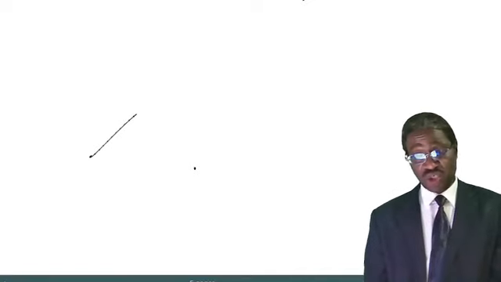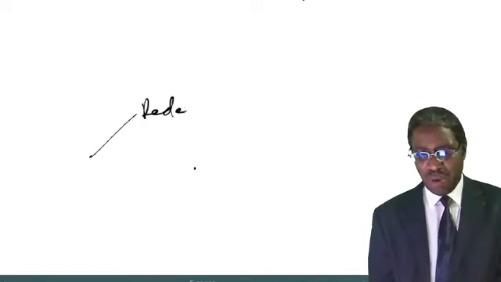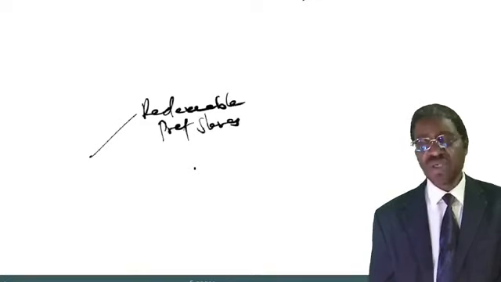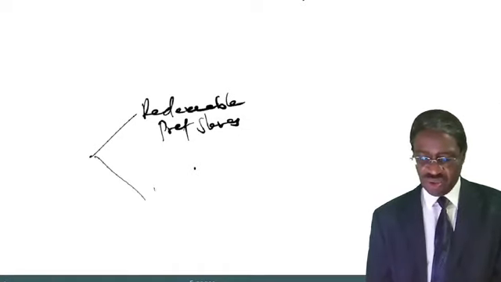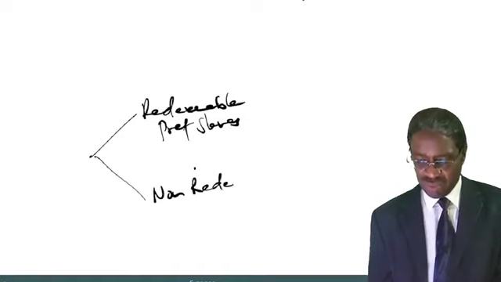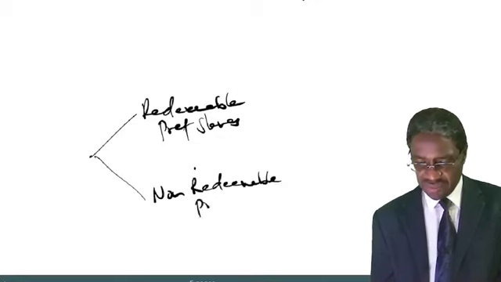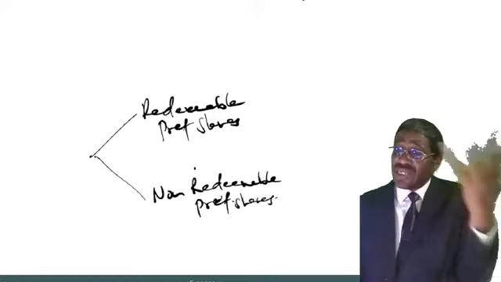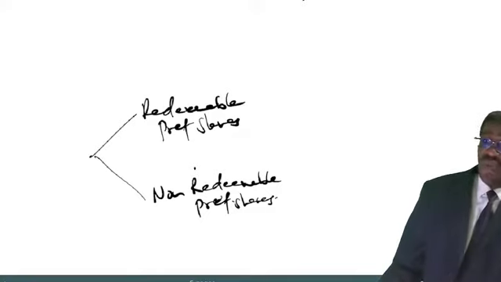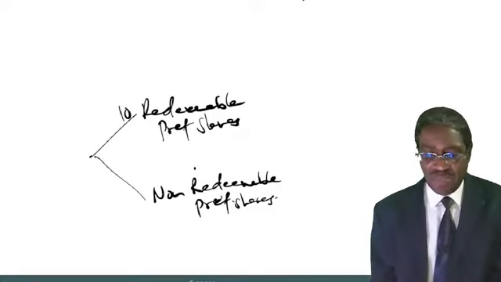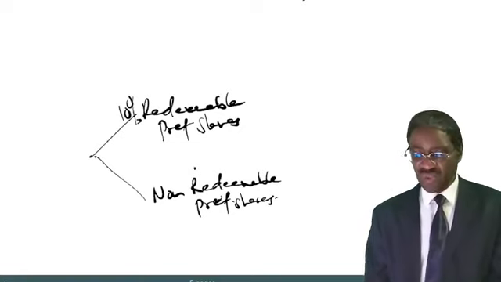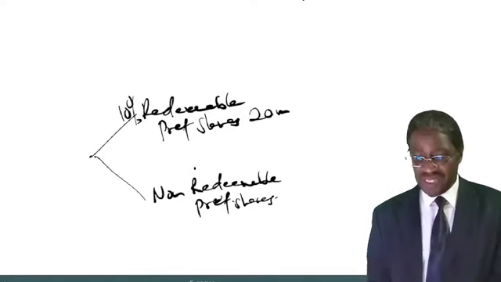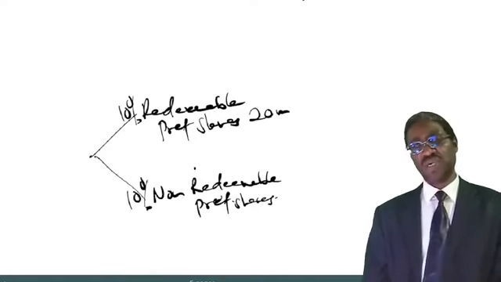The company could issue what we call redeemable preference shares, or maybe the company could issue what we call non-redeemable preference shares. Let us assume these are two companies. One company decided to issue a 10% redeemable preference share worth 20 million. Another company issued a 10% non-redeemable preference share worth 20 million.